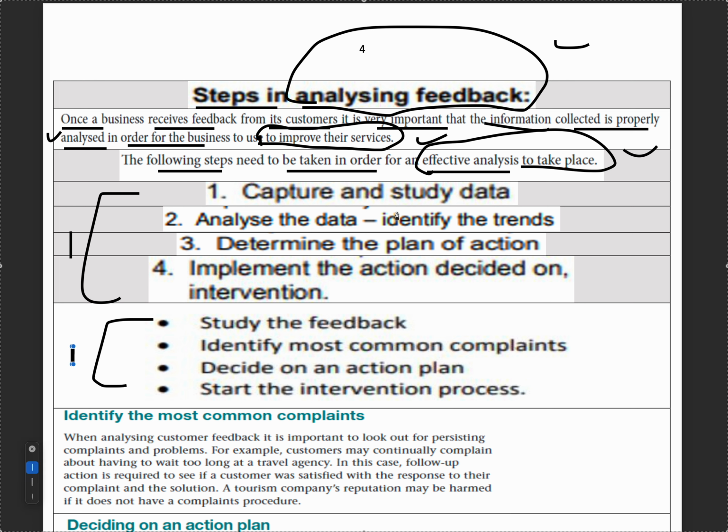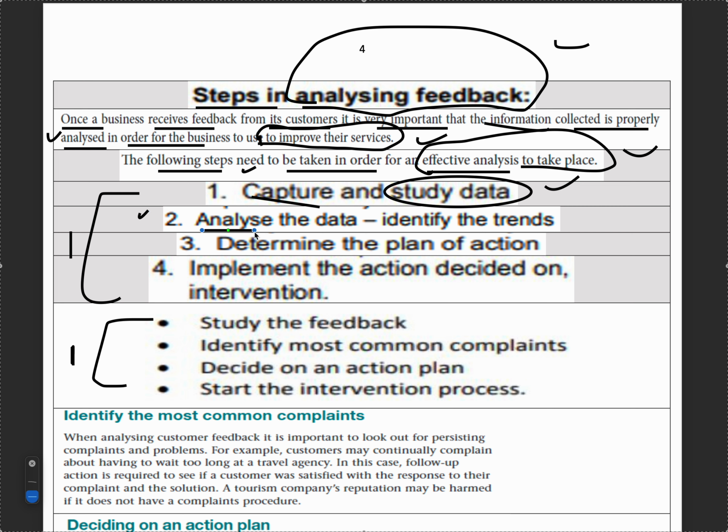So the first thing is to capture. When you capture, it's like you record the information, then study the data, meaning that the information that you got, you capture it, then you study it. What are the similar complaints that people are complaining about? Then bullet number two talks about how to analyze.